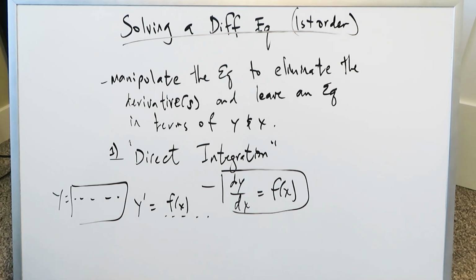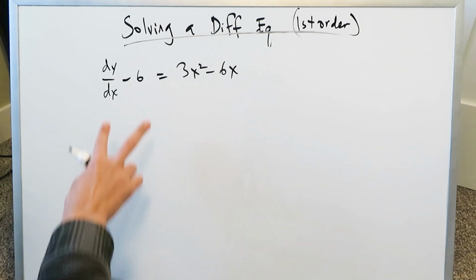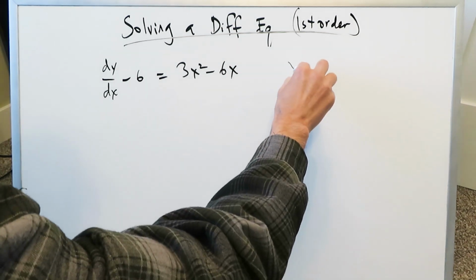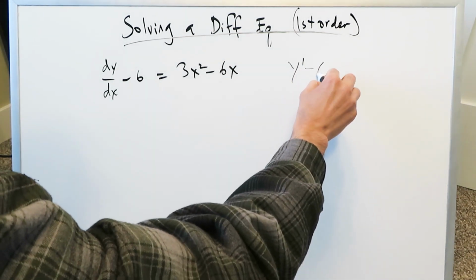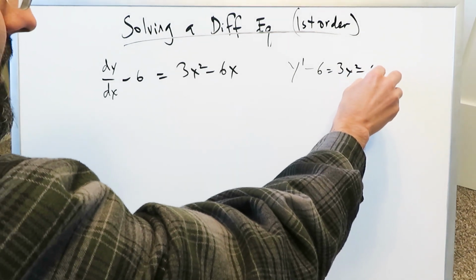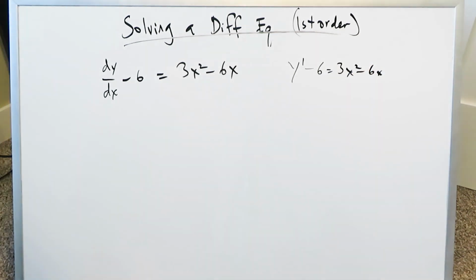So we should look at a couple of examples. This by no means is a particularly difficult subject, but this technique is quite reliable and quite easy. Suppose you have a differential equation which has this appearance. You can even write it as y prime minus 6 is equal to 3x squared minus 6x. This represents a differential equation. We have to solve it. What function did this differential equation arise from?